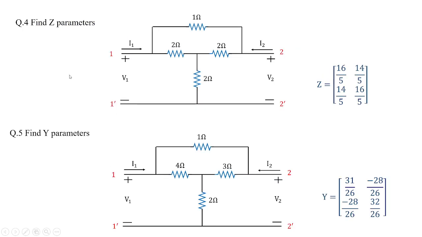So like that, you can calculate the Z parameters and Y parameters for the various arrangement of the resistors, which is shown in question 4 and question 5. For that, Z parameters answer is obtained, Y parameters answer is also obtained. You please comment in the chat box whether you are able to obtain the same solution or not.